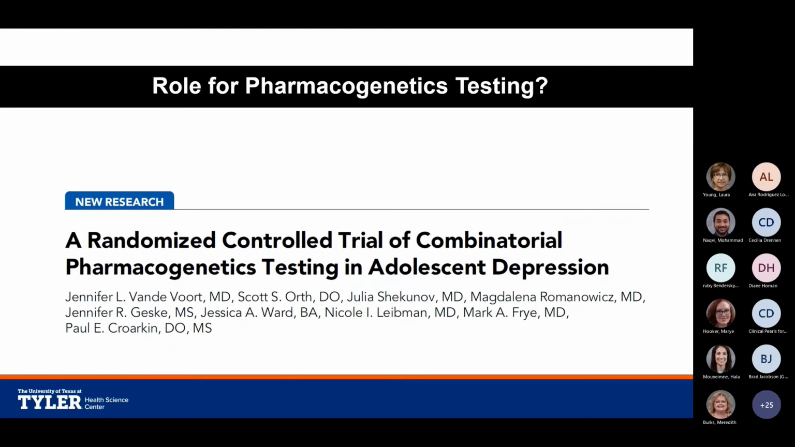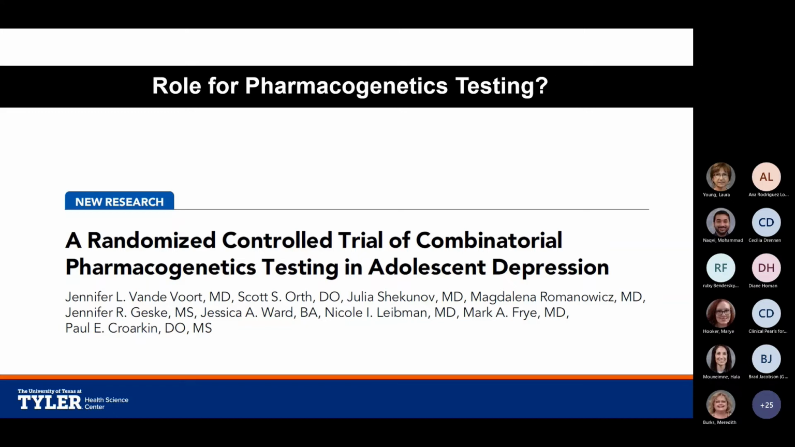And then, as a CPAN provider, I get calls a lot about the role for pharmacogenetics testing, and this randomized controlled trial was published in the Journal of the American Academy of Child and Adolescent Psychiatry in June of this year. This study did not find any differences between treatment as usual, which is basically what I've been explaining thus far in this presentation, which is utilizing the SSRIs first and then going to other antidepressants if needed.